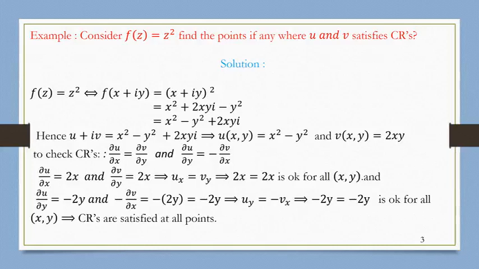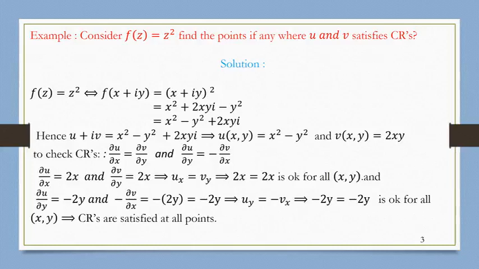After that, we replace z, because any complex number z can be represented by x + iy. So this is equal to (x + iy)². From this we get x² + 2xyi − y². After that, we gather the real part of this function and the imaginary part. The first terms x² − y² are the real part of this function, and 2xy is the imaginary part.